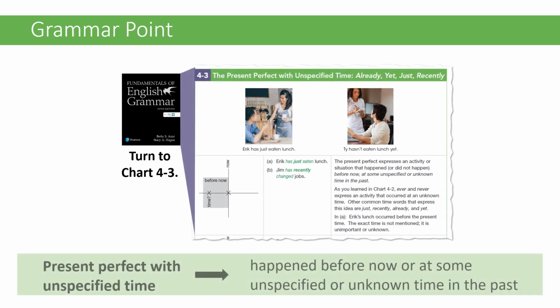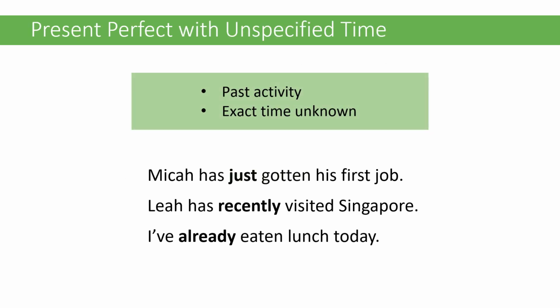We also use the present perfect with these words, already, yet, just, and recently. We don't know the exact time. Look at the examples. Micah has just gotten his first job. Leah has recently visited Singapore. I've already eaten lunch today. So all of these are events that happened in the past, but we don't know exactly when they happened.